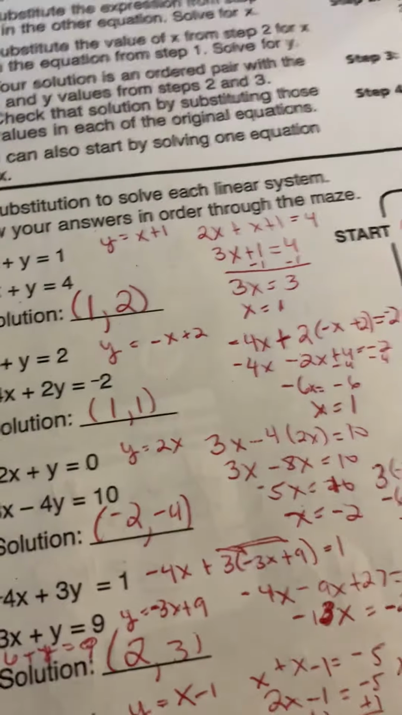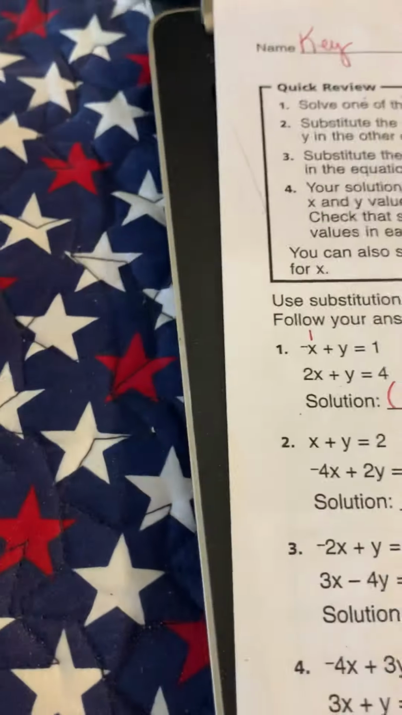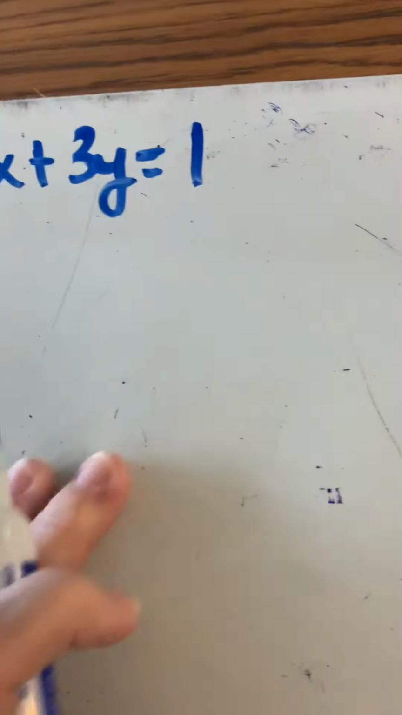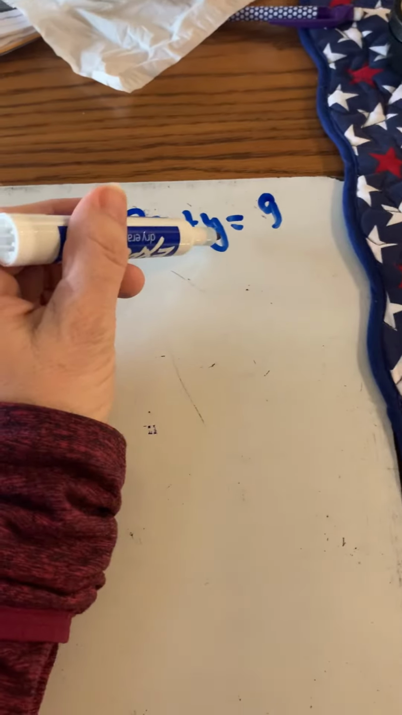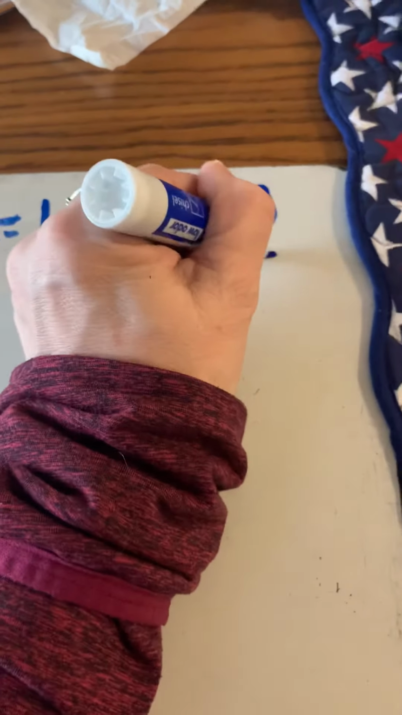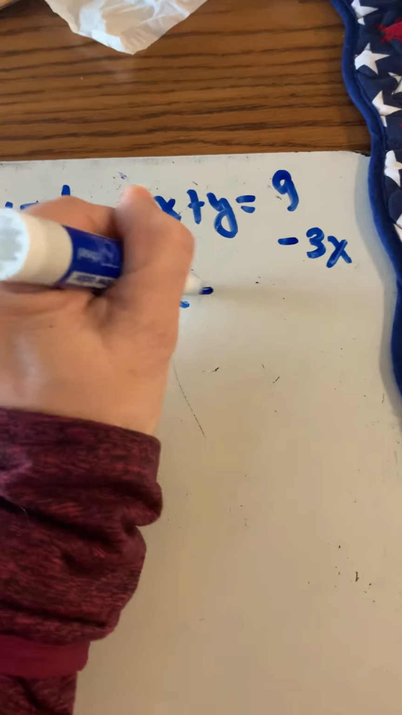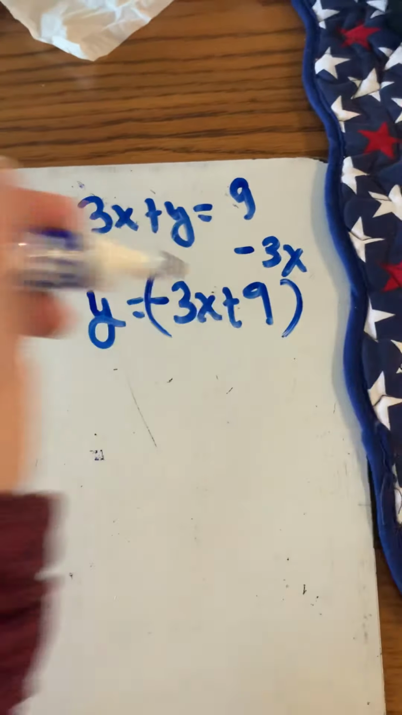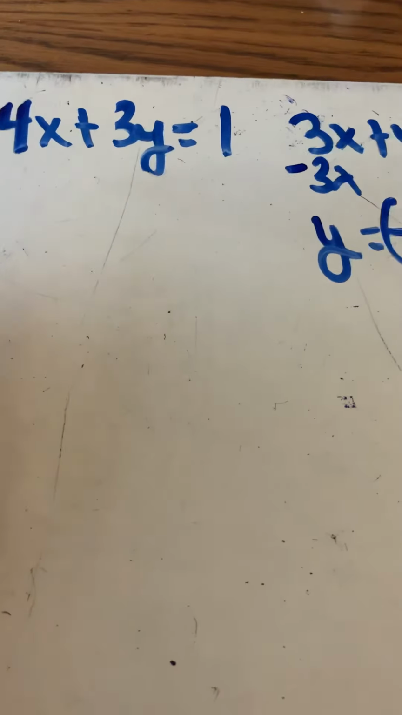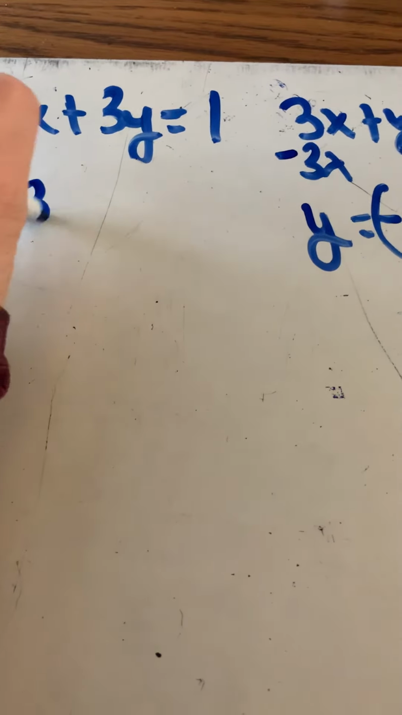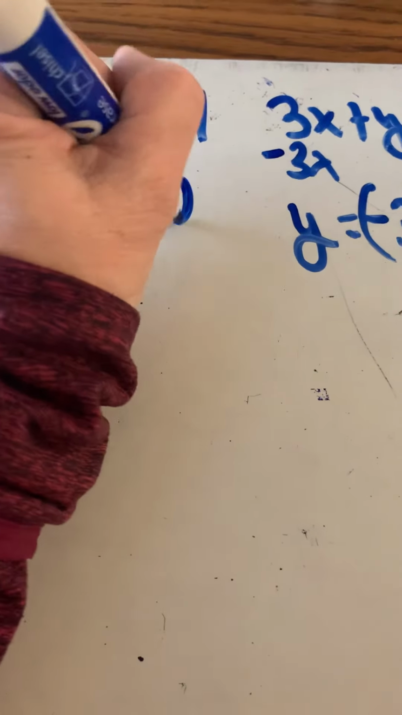For the next one, we have negative 4x plus 3. Hold on, let's go erase here. We have, for number 4, negative 4x plus 3y equals 1, and positive 3x plus y equals 9. The easiest one to isolate is the one without the coefficient. So I'm going to subtract 3x from both sides. So I have y equals negative 3x plus 9. I'm going to take the value here and plug it in here for y. So I have negative 4x plus 3 times negative 3x plus 9 equals 1.